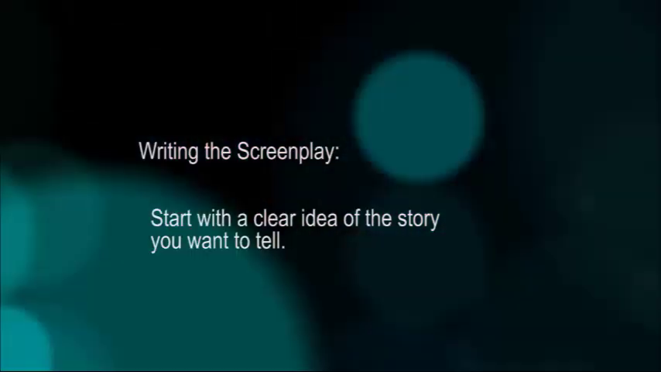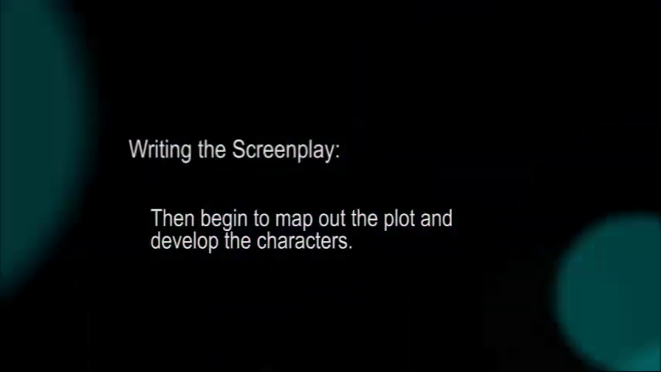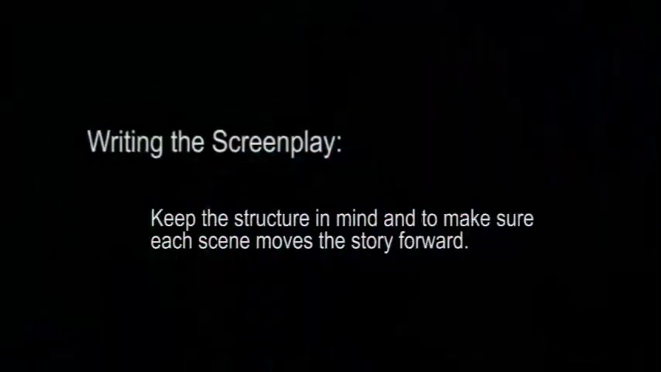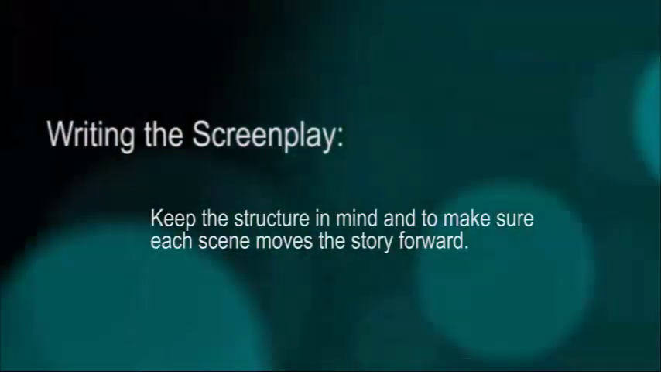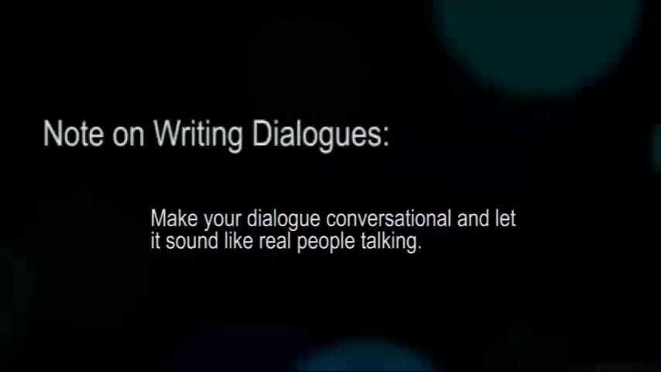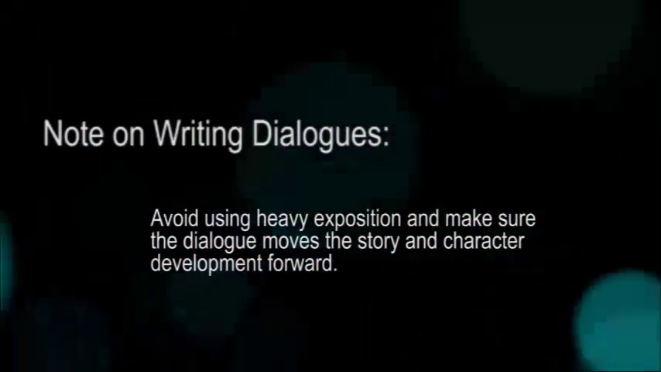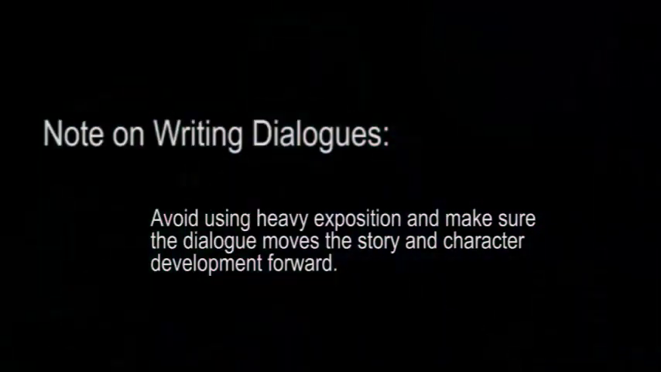Now on to the actual writing process. It is important to start with a clear idea of the story you want to tell. Once you have that, you can begin to map out the plot and develop the characters. As you write, it's important to keep the structure in mind and to make sure each scene moves the story forward. When writing dialogue, it's important to make it sound like real people talking. Avoid using heavy exposition and make sure the dialogue moves the story and character development forward.